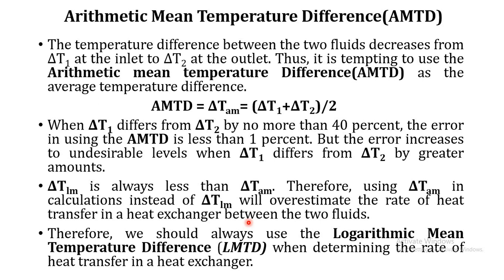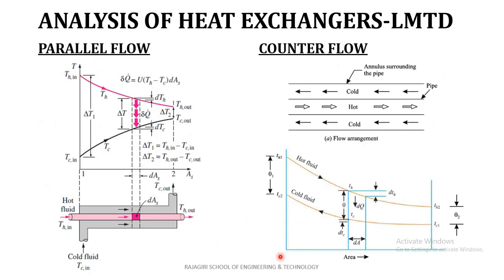So we should always take the logarithmic mean temperature difference for the analysis of a heat exchanger or to determine the rate of heat transfer in a heat exchanger. In the analysis part, we will derive the equation for the logarithmic mean temperature difference for both the parallel flow heat exchanger and the counter flow heat exchanger.